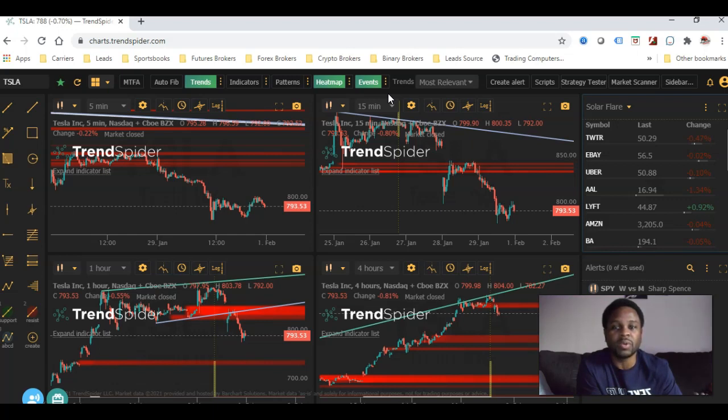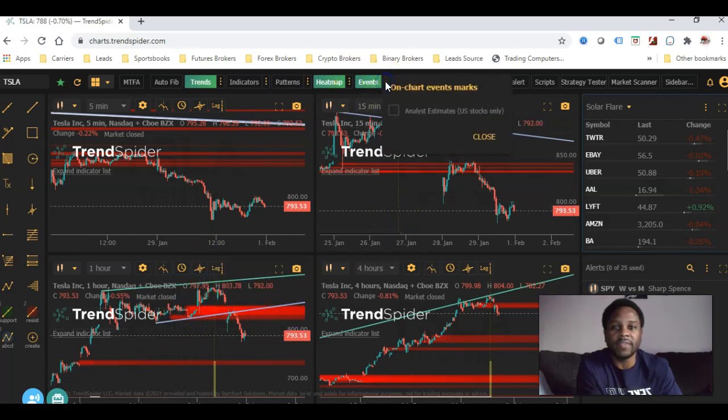Now, it's not gospel, okay? You can't just look at it on one time frame, but if you go ahead and spread that out over different time frames and they're all showing that same area, take the trade. Take the trade, and especially when you get the confluence of the trend lines as well.